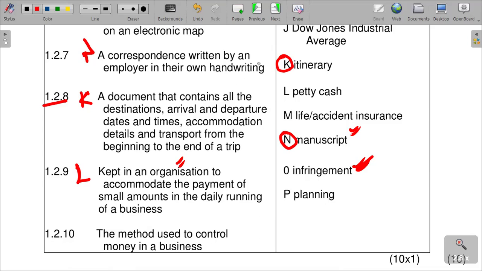Petty cash is the amount of money that is set aside for the daily running or routine small functions of a business. You should understand that these are small amounts. It has nothing to do with big spendings. It is set aside as an organizational policy: how much money must be set aside for the daily functioning of the business? We call that petty cash.